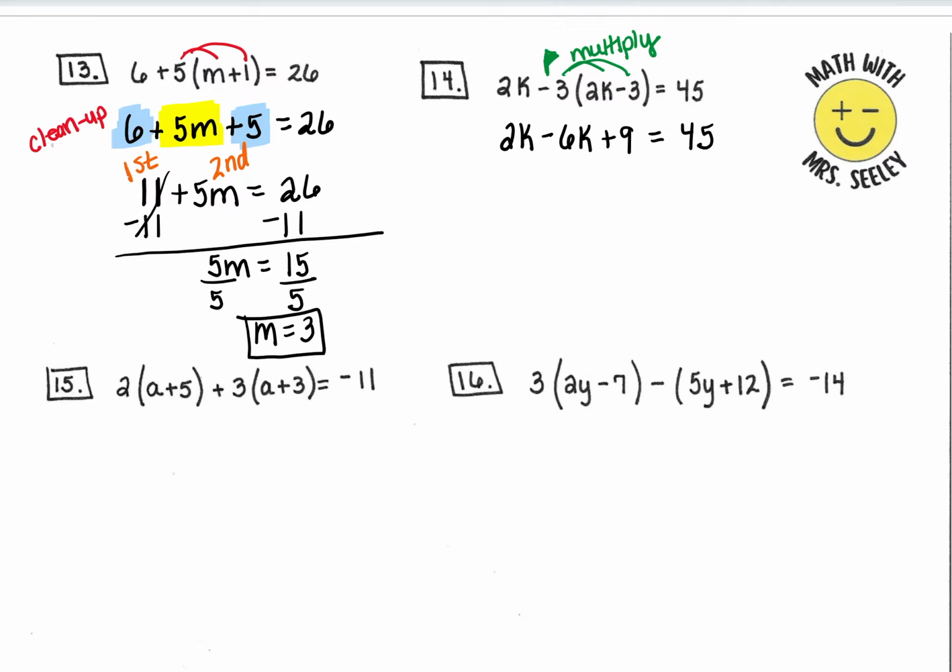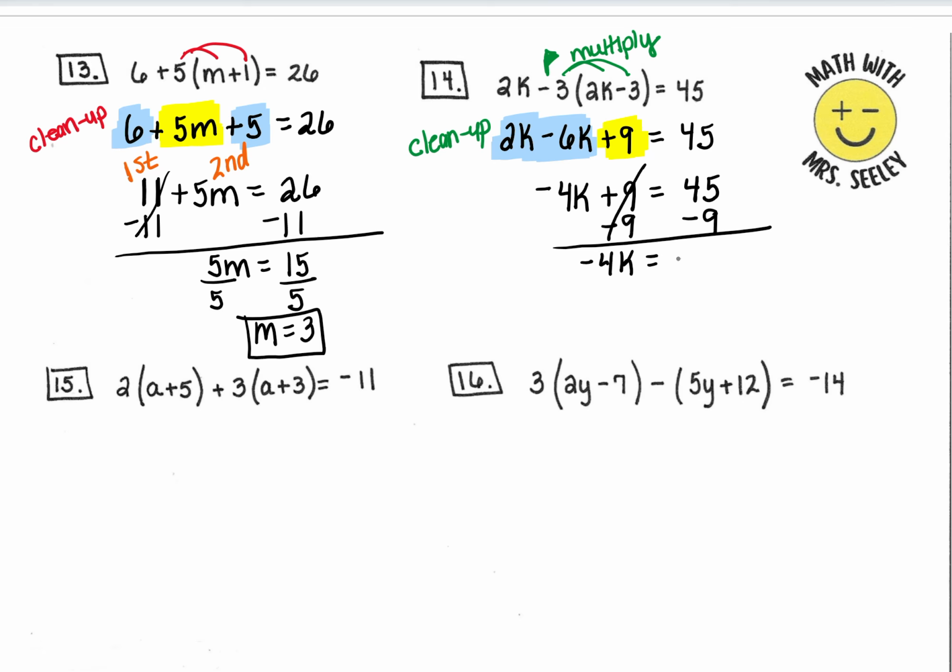All right, now we want to clean it up. Get your like terms together. So then I'm looking for my friends, a 2k and a minus 6k. They're like terms. And that 9, he doesn't have any like terms with him right now, so we'll bring him down. But 2 of them minus 6 of them is negative 4 of them plus 9 is equal to 45. This is the one we do first. So subtract your 45. And so I'm going to let those cancel. So negative 4k is equal to, when you subtract, you get 36.